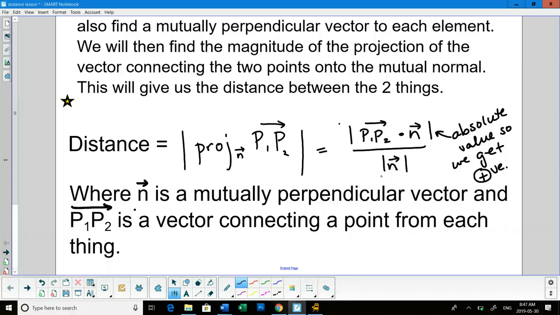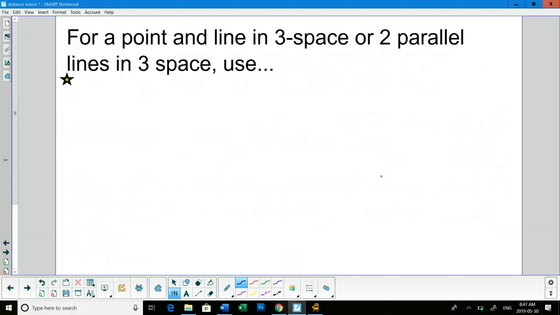We're all ready? Okay, so for a point and a line in 3-space, or two parallel lines in 3-space, we're going to use this different formula. If we think about this flat image that I showed you here, it's pretty easy to think about how we can find the normal to that and find two points and then use the projection. But as soon as it's in 3-space, that becomes a little bit more difficult, because I can find literally any normal along a line in 3-space, whereas in 2-space, my normal to my line is always going to be flat.